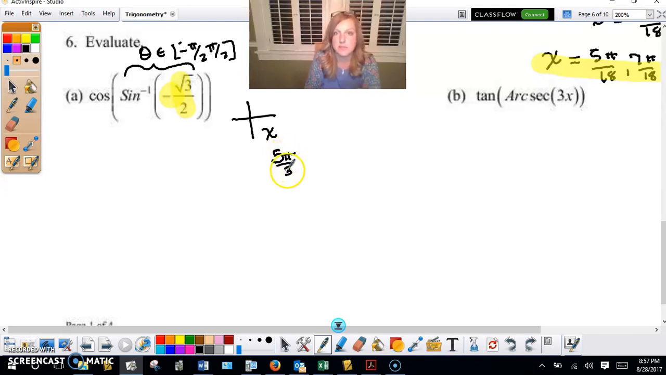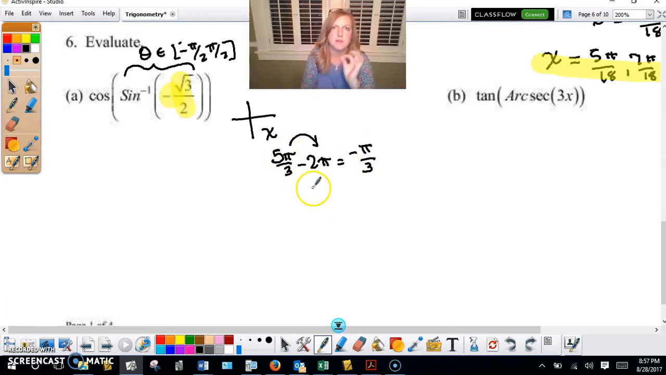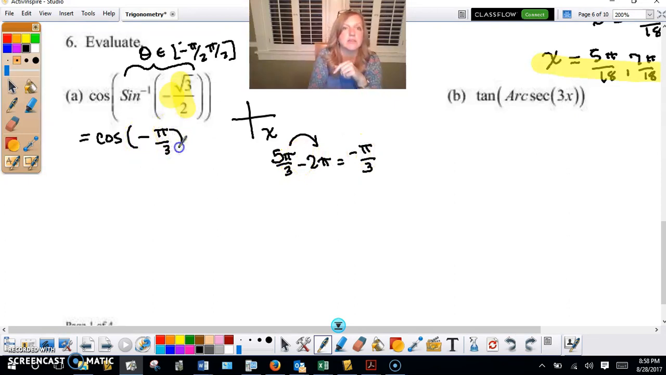But the problem with this is while it has the right ratio, it is not between negative pi over 2 and pi over 2. So what I'm going to do is find the coterminal angle. I'm going to subtract 2 pi to get myself in the right range, and that's going to give me negative pi over 3. Negative pi over 3 and 5 pi over 3 are coterminal, but for the inverses, it has to return the angle that has this ratio in the principal value range, and so our only answer is negative pi over 3. Inverses are different than what you do when you're solving.